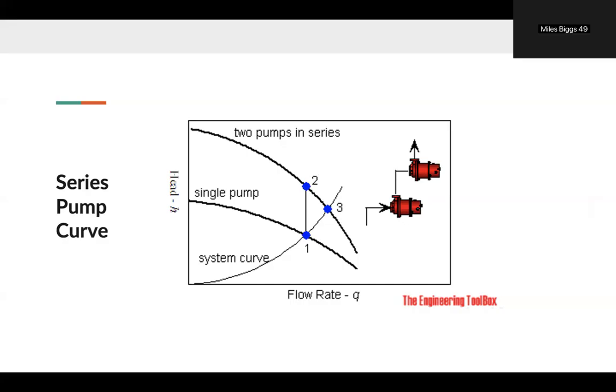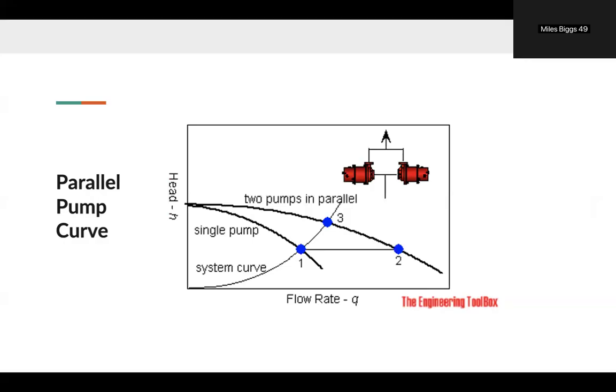So this is a series pump curve. Whenever you're going to have centrifugal pumps in series, it's used to overcome larger system head loss than one pump can handle alone. For two identical pumps in series, the head will be twice the head of a single pump at the same flow rate, as indicated with point 2. But in practice, it's actually going to move along the system curve to point 3. And so that's where you're going to want to run your pump if you have two operating in series. And then point 1 is where you would have one pump running.